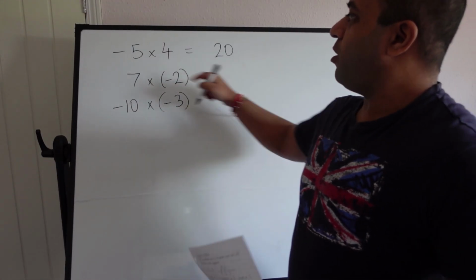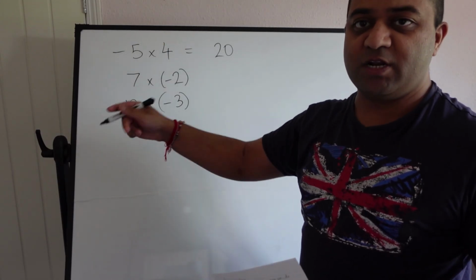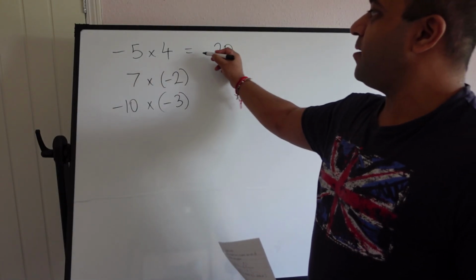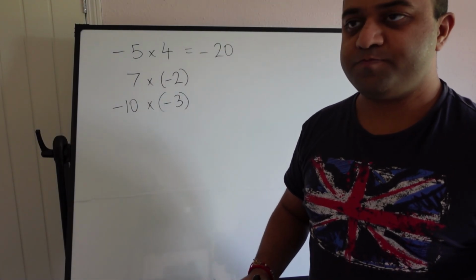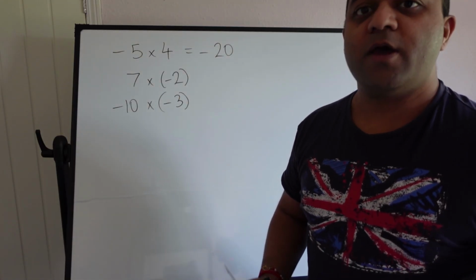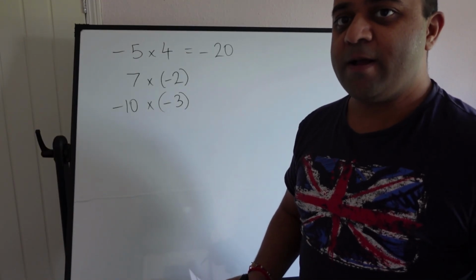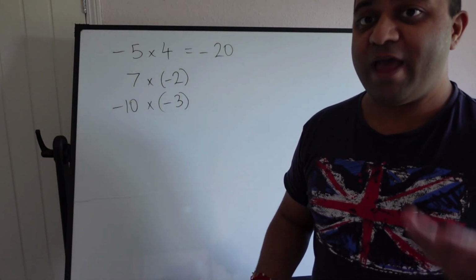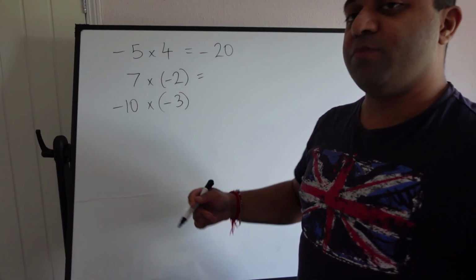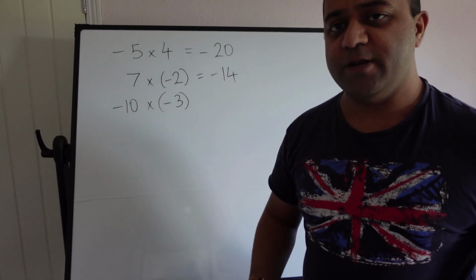So, if one of the numbers is negative and the other number is positive, that's basically the minus and the plus put together, which create a minus number. So this will be minus 20. The second example, 7 multiplied by negative 2, is essentially the same thing. It's positive then negative multiplied together. The brackets are only there to emphasize that the minus belongs to the 2. But if 7 multiplied by 2 is 14, then this must be negative 14.